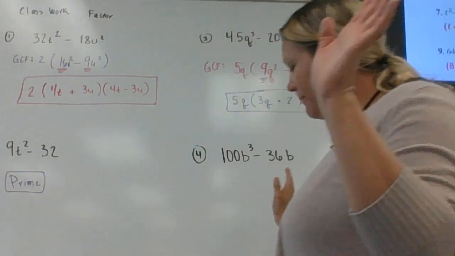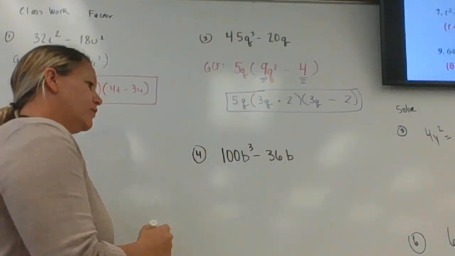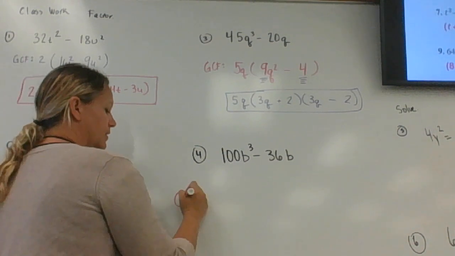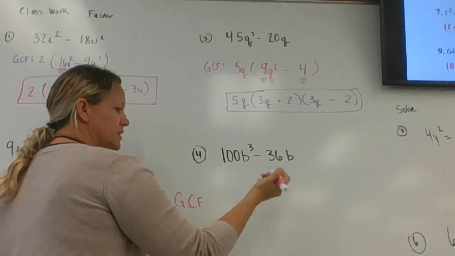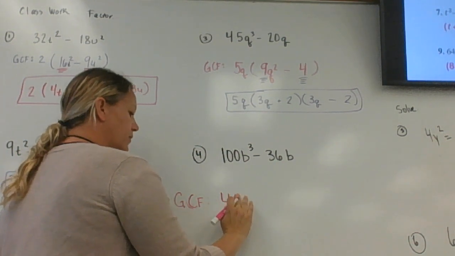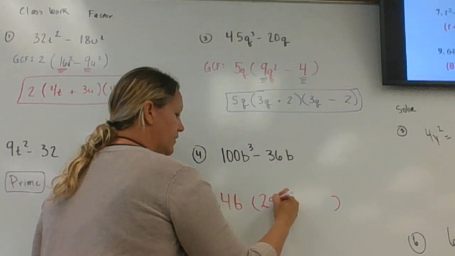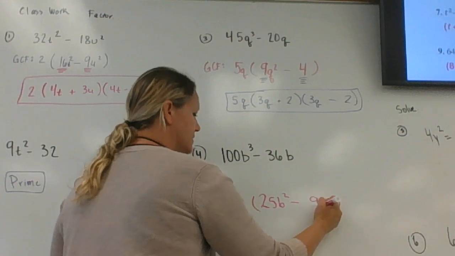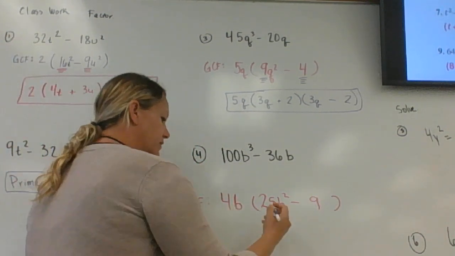Alright, so I don't know how many of you guys did this before I began it. I'm going to divide both by 4b. Maybe you did 2. If you did 2, you're kind of stuck. Dividing by 4b makes this 25b squared minus 9. And 25 and 9 square root.